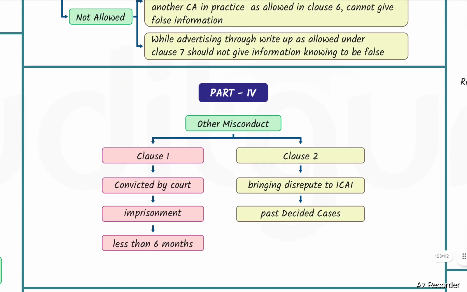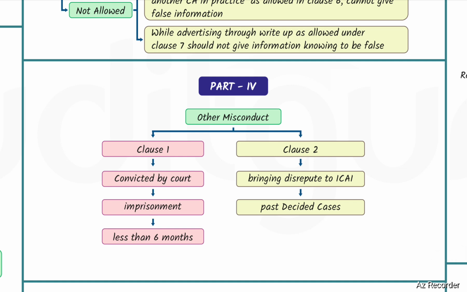Part number 4, other misconduct. Clause 1: convicted by a court, imprisonment less than 6 months, guilty. Clause number 2: bringing disrepute to ICAI, based on past decided cases, guilty of other misconduct.